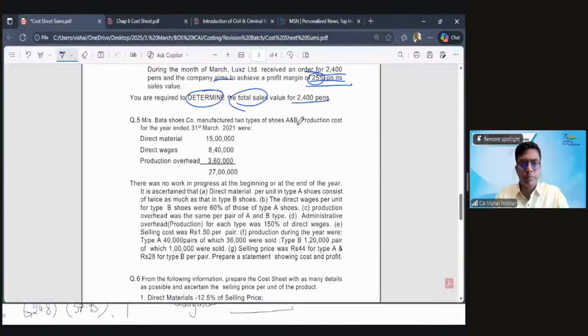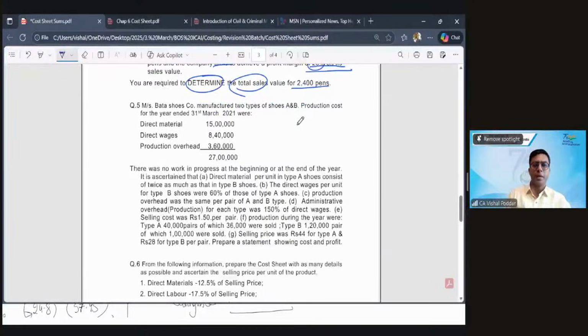Next sum, but now we'll take a break. Again, this is a different type of sum. This is somewhat mathematical sum where we will be using some mathematical calculation to determine the cost. But now we'll take our 15 minutes break. And in the meantime, if you complete your break early, you start solving this. Fine.